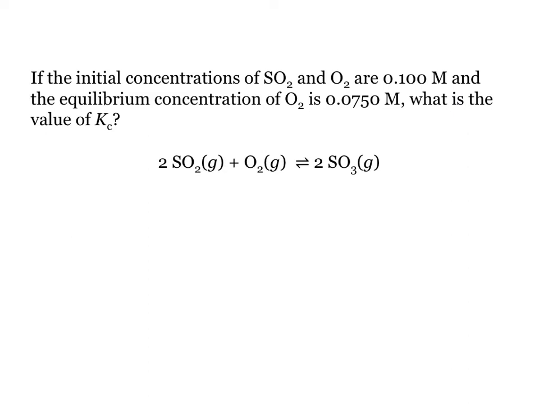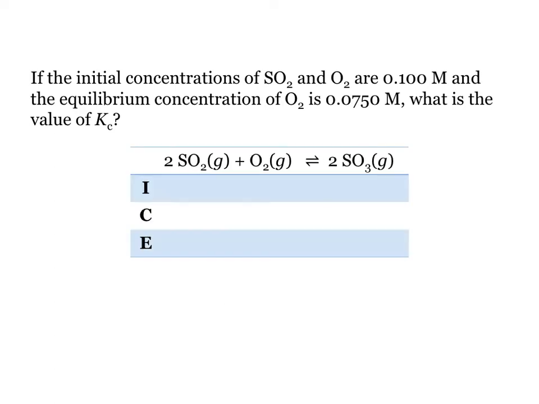Suppose that you start with 0.100 molar each of sulfur dioxide and oxygen. At equilibrium, you find that the concentration of oxygen is 0.0750 molar. How can we calculate the value of K sub C from this information? First, we'll drop our equation into the top line of an ICE table. Next, we'll fill in what we know.